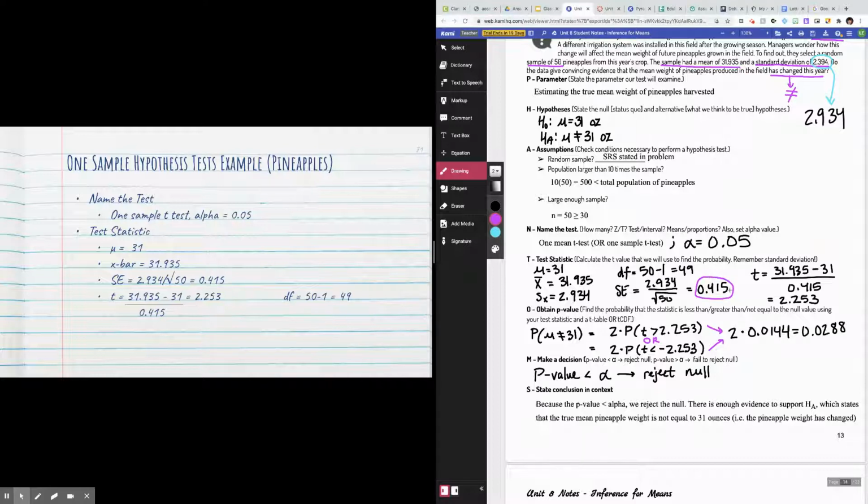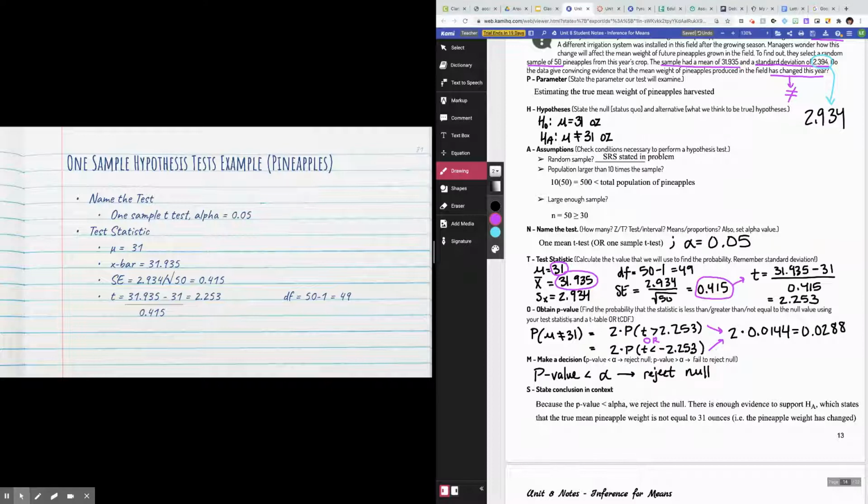So the three things that I need for my test statistic are this standard deviation, my mu, and my x bar. Okay, those are the three things that I need. So remember, it's x bar minus mu divided by the standard deviation. And so I got 2.253. Now again, if your standard deviation is a little different than mine, then that means this number is going to be a little different. The process is what matters.